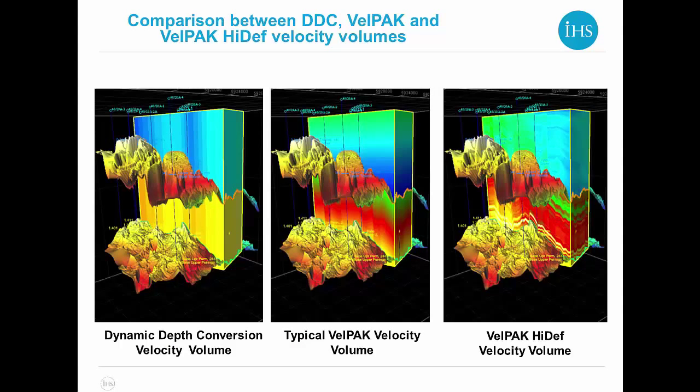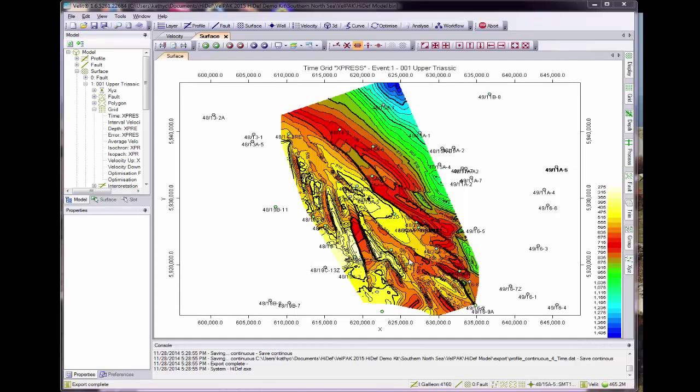Just before we go in to look at how the program works, this slide shows comparative displays from within Kingdom between a dynamic depth conversion volume, a VelPAK velocity volume, and the more detailed velocity volume generated in HiDef. So let's move on to actually looking at the HiDef program.